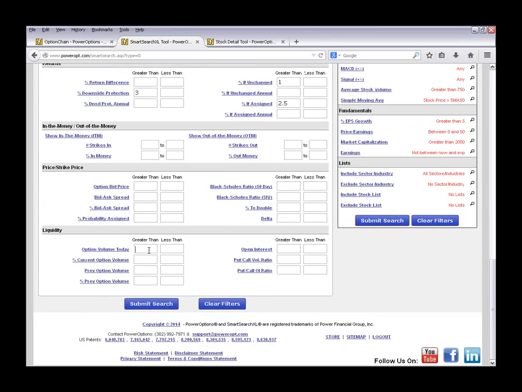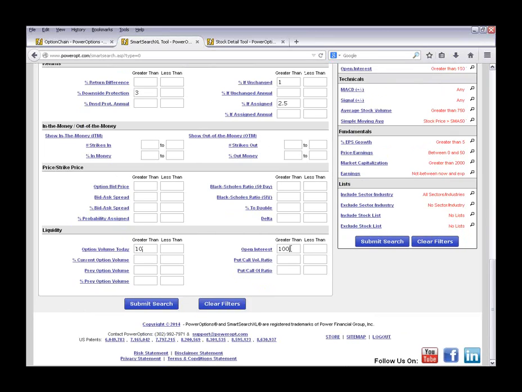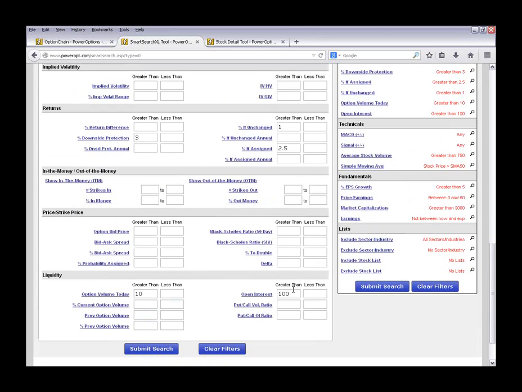The other things I'm going to look for is an option volume today, let's say of greater than 10 contracts, and an open interest of greater than 100 to see some good liquidity on the various options as well.